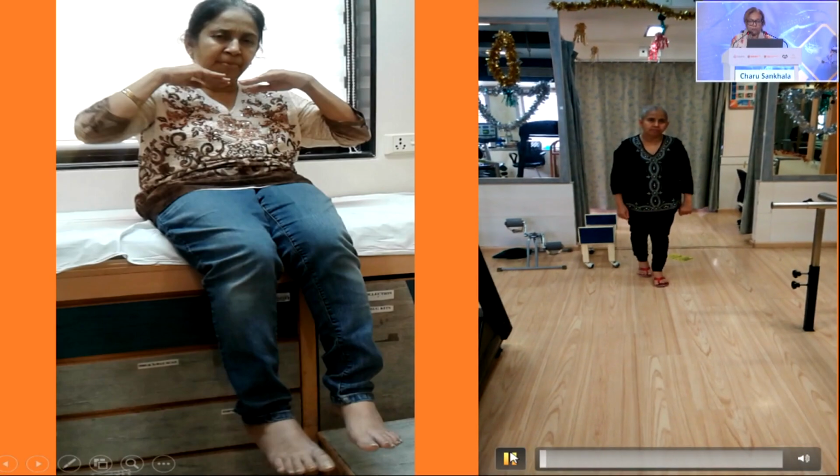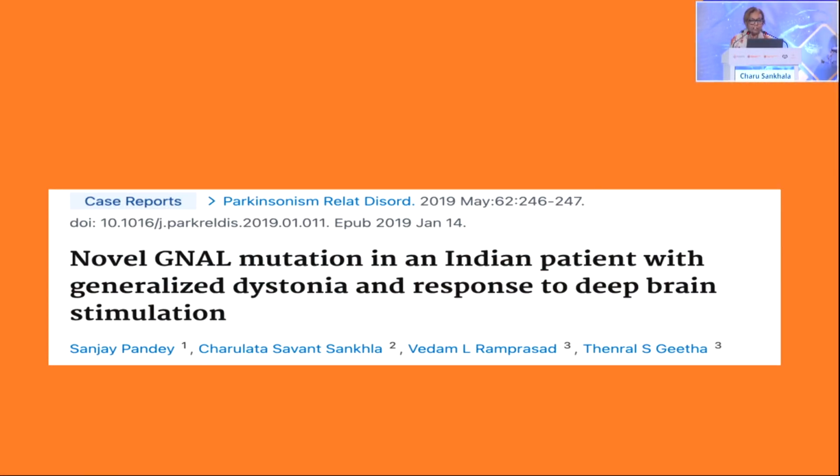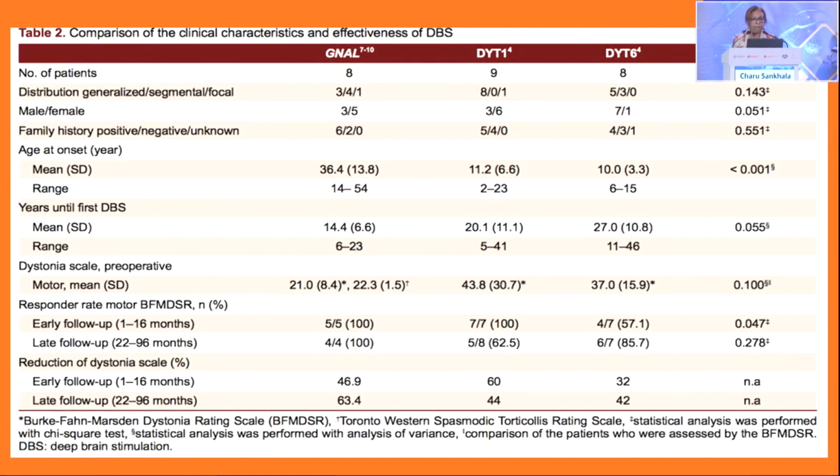So we did her surgery. After the surgery, because it had progressed to generalized dystonia, I sent her for genetic testing, and she turned out to be a GNAL mutation. We published it. So besides DYT1, now we realize that GNAL mutation and DYT6 mutations respond very well to the DBS. So you should not miss sending these patients for the DBS surgery. In fact, GNAL does sometimes better than DYT1 on the long-term effect of the DBS. DYT6 has a variable effect. Sometimes it really responds well, but the long-term effects are not so great.